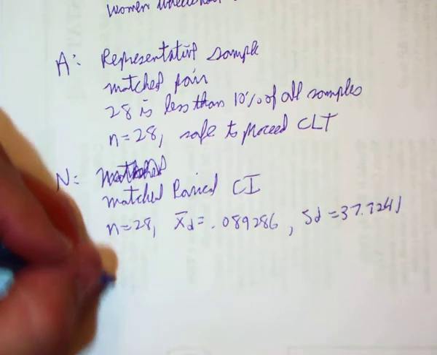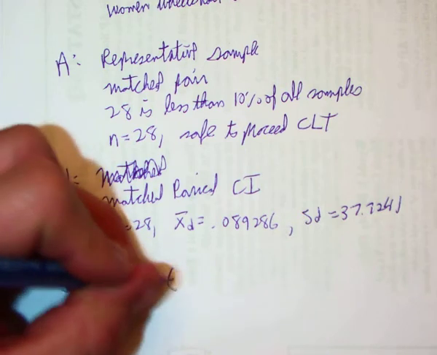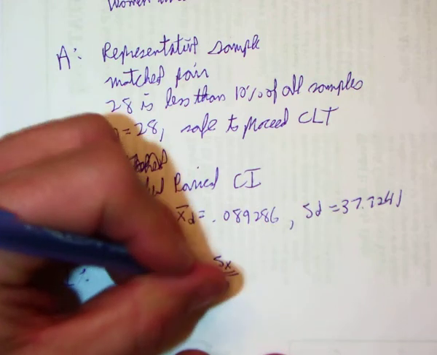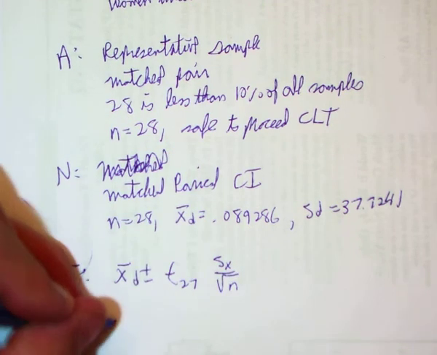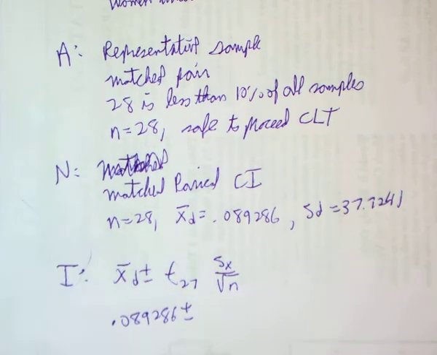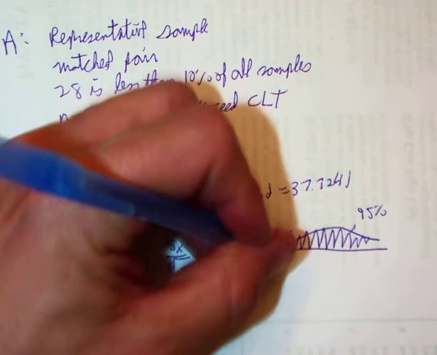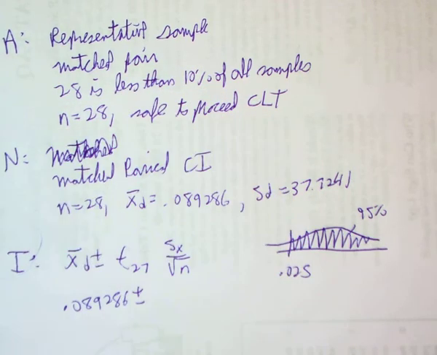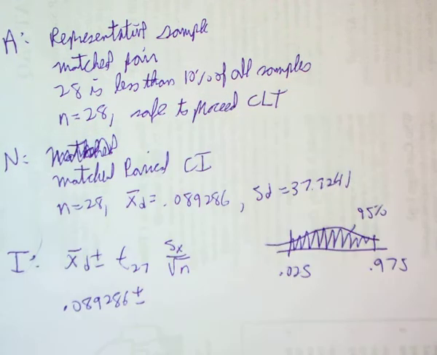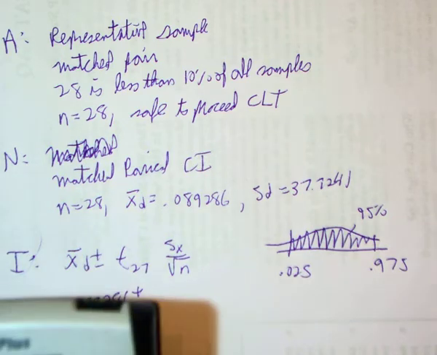Okay, the interval itself, we're going to do x bar sub d plus or minus t with 27 degrees of freedom times the standard deviation over the square root of n. So we're going to do 0.089286 plus or minus. Now we're doing a 95% confidence interval, so that means if we shade in 95%, there's 2.5% in each tail. So that starts at the 2.5 percentile and it ends at the 97.5 percentile. So I'm going to go to my calculator and get that t value.